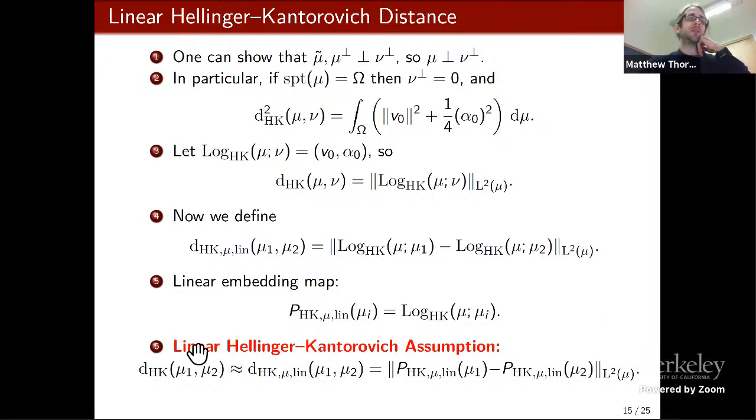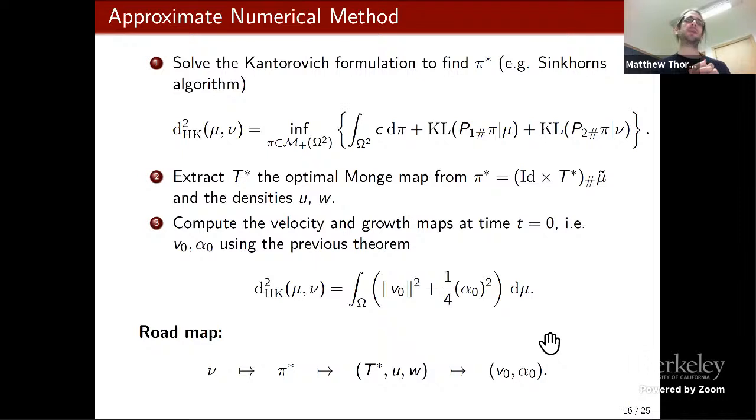And we make the same assumption, that the Hellinger-Kantorovich distance between two points mu1 and mu2 should be approximately equal to the distance in the L2 norm between the two projections. The roadmap is very similar to the previous one. We start off by finding the optimal transport plans pi star, using the Sinkhorn algorithm. We can then extract the optimal Monge maps, and we have to find the densities U and W with respect to the marginals mu tilde and nu tilde. We evaluate the velocity maps and this alpha term using the formulas in the previous theorem. This gives us a way to go from an arbitrary positive measure to our velocity and mass destruction and creation.